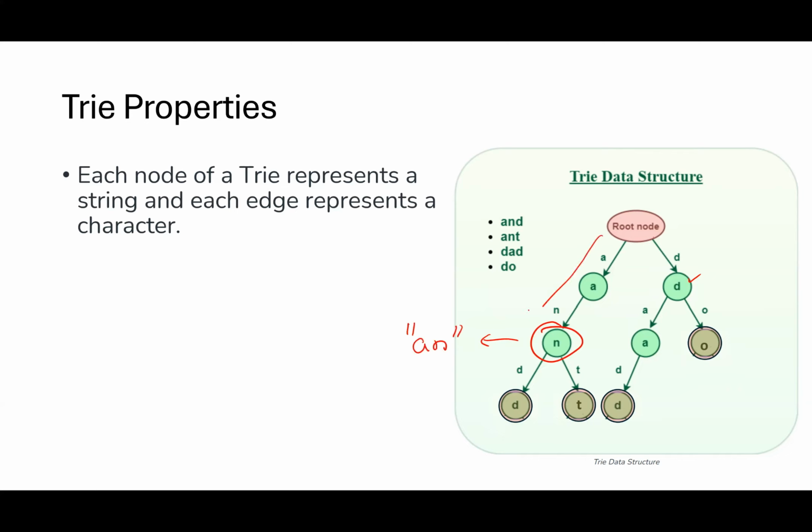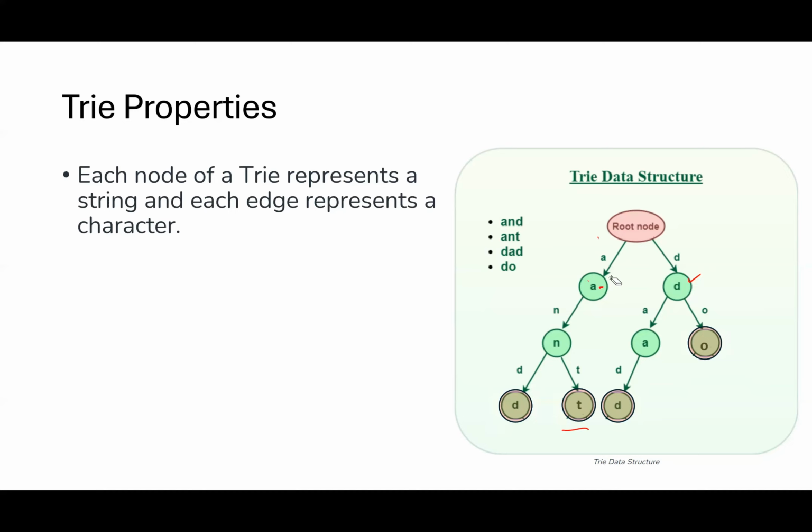Okay, because from the root we first find A and then it comes to N. And this node, say this node represents ANT. This is a string. So each node, although it stores characters, can represent strings. And how to find that string? From the root, if you come all the way down to the leaf, then you find the string that is represented by that node.